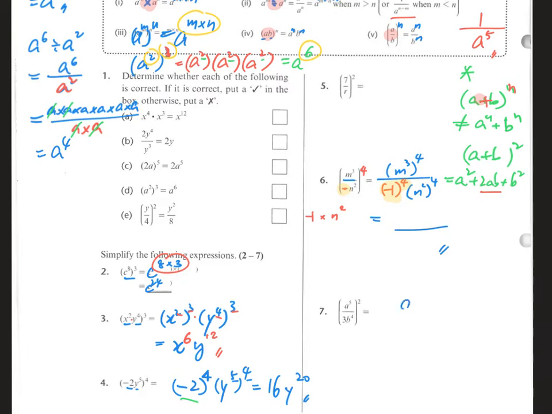Number 7 is more or less the same. A to the power 5 there is a square, 3 there is a square, b to the power 4 there is a square, and then of course you can work on the answer by yourselves quite easily.